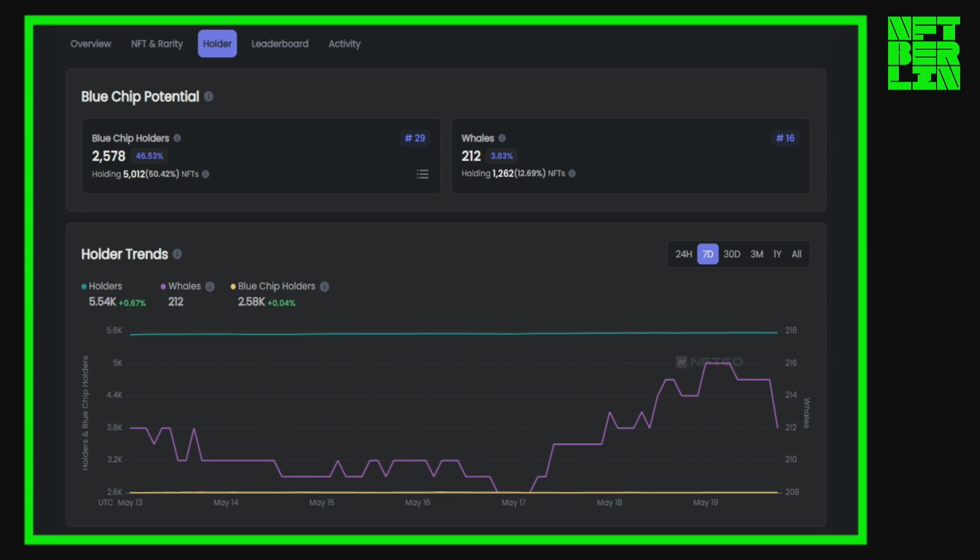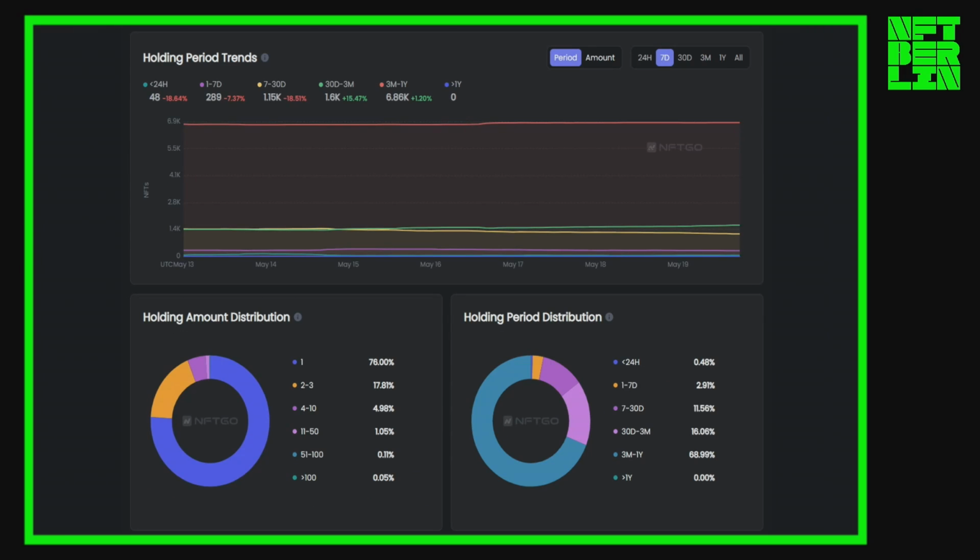So if the collection has a lot of whales, there's a huge chance that this collection will thrive in any way. Next thing is holder trends. How long are they holding stuff and how? So we're gonna move to that. Just by watching the overall holding period trends, you can tell a lot about one collection. If people are holding longer than 3 months, 1 year, it's probably a good collection, right?